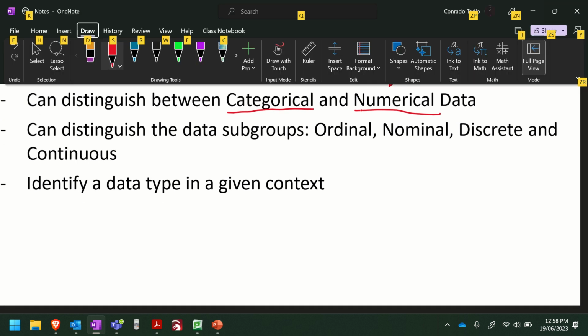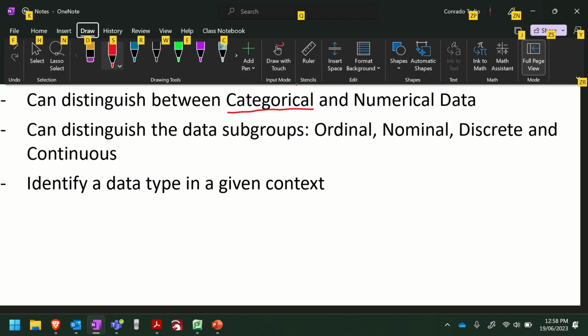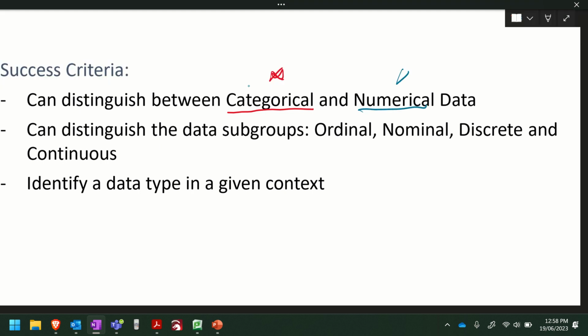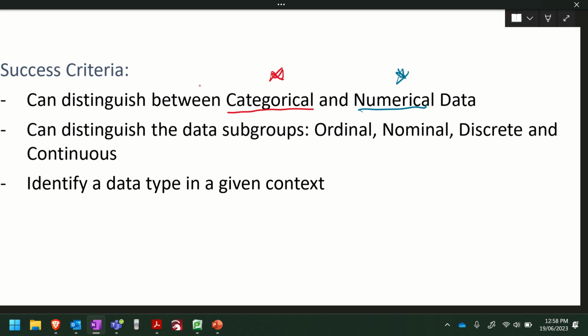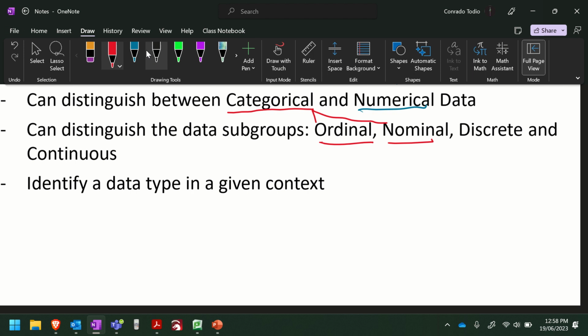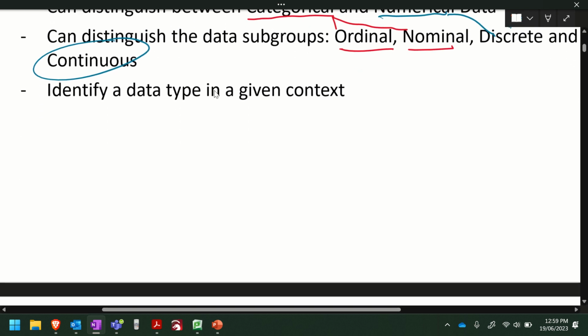I'm going to change the color on this. Let's go with blue for this one. Okay, so for categorical data, the subgroups are ordinal and nominal. Just remember that. Categorical, you can break it down into ordinal and nominal. And for numerical, you've got discrete or you've also got continuous. Those are things to think about with this data and identify the type of data in the context.